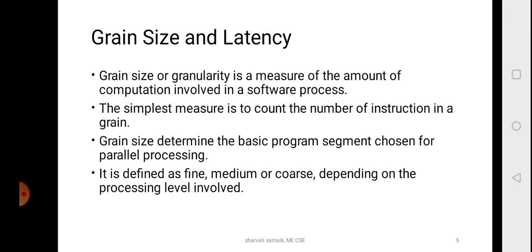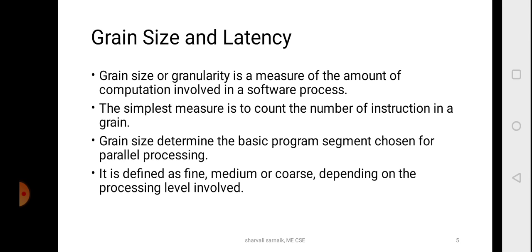Now next we will see grain size and latency. This section introduces the basic definition of computational granularity or level of parallelism in a program, and communication latency and scheduling issues are illustrated with programming examples. So now let us see what grain size and latency are.